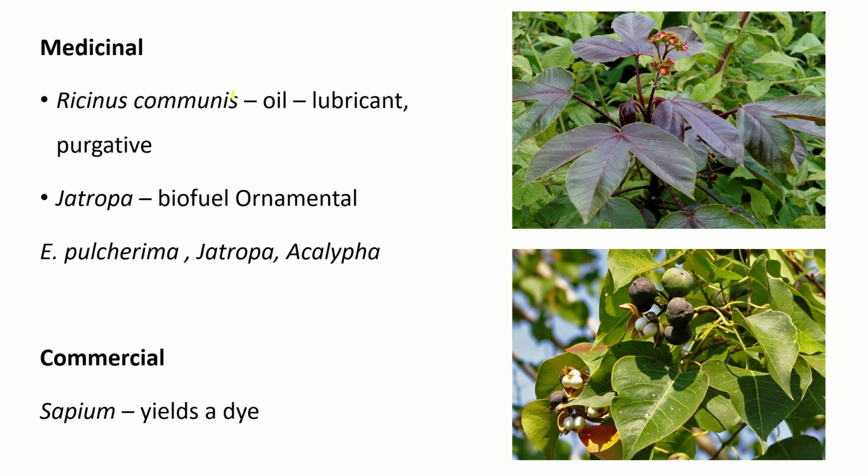Coming to medicinal values. Ricinus communis, you all have heard of this. It yields oil which is used as lubricant, purgative, all these things. Next, coming to Jatropha. Jatropha gives biofuel, which is ornamental in nature. That means what? It increases the aesthetic beauty of the place where it is planted. These are other examples of plants which gives you medicinal importance. The fruit of Phyllanthus emblica has also got huge number of medicinal properties.